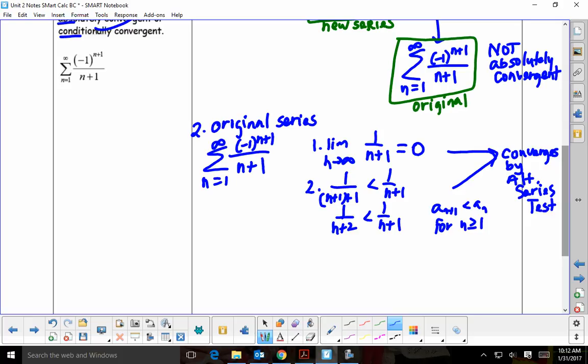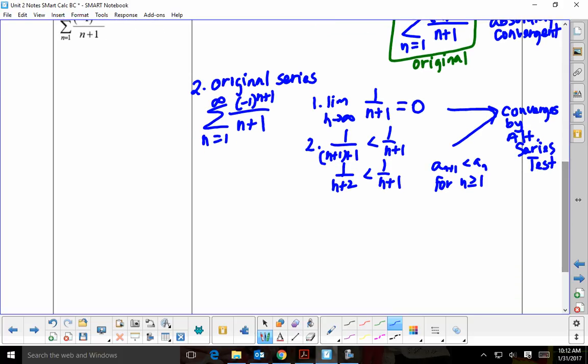So if it equals 0, yes. Alternating series test. Okay, so what can I conclude? It's convergent. What type of convergence? Conditionally.